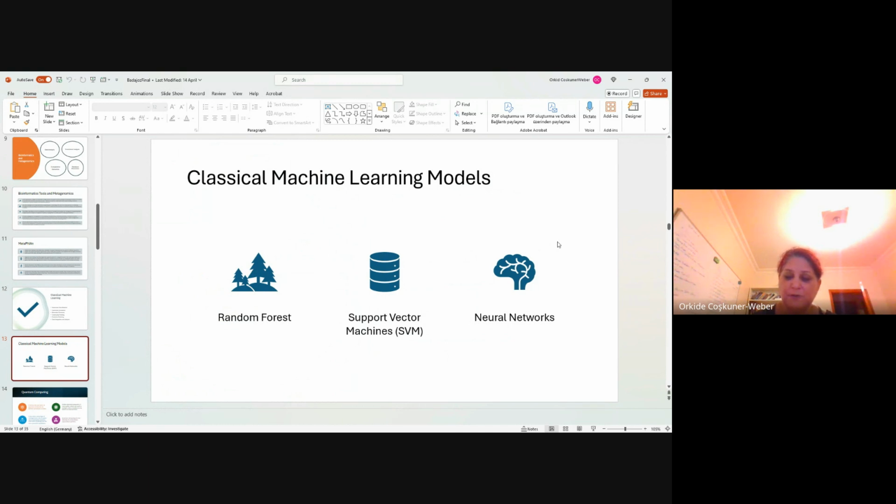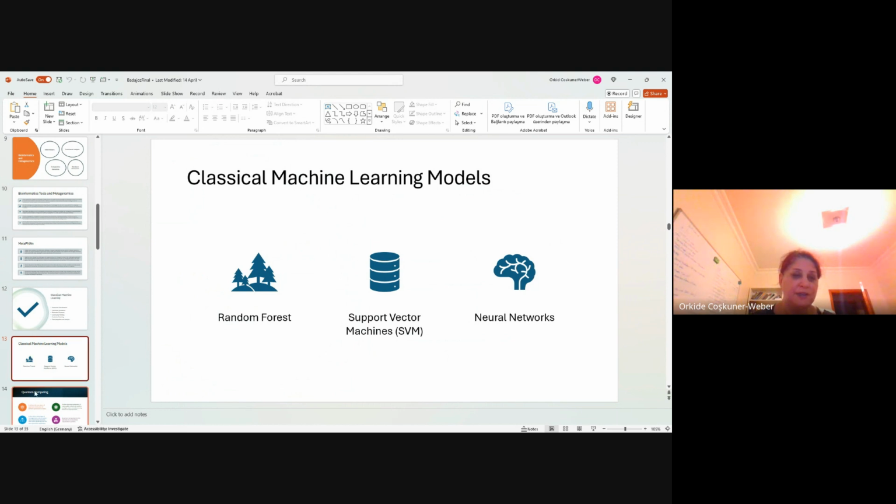Moreover, we use support vector machines, which is a popular supervised learning algorithm that is commonly used for classification tasks in aquaculture metagenomic studies. Support vector machines are effective for dealing with complex data sets and can identify patterns and relationships within the data. Next, we have neural networks, which are deep learning models such as convolutional neural networks and recurrent neural networks. These models are capable of learning complex patterns and features from large-scale genomic data sets.